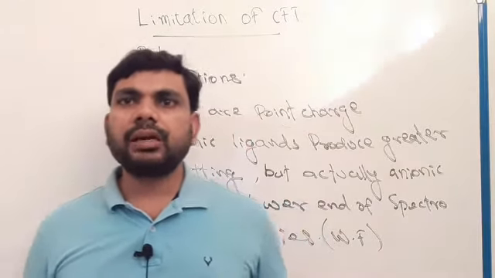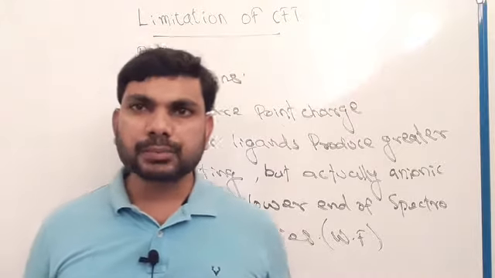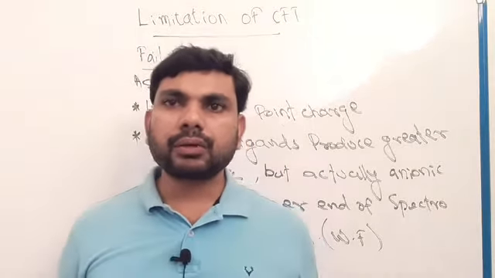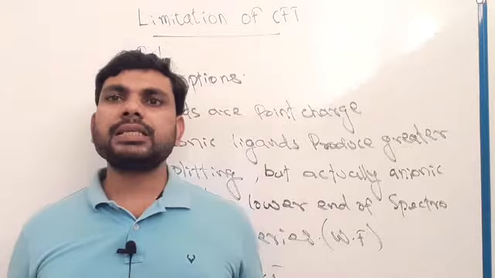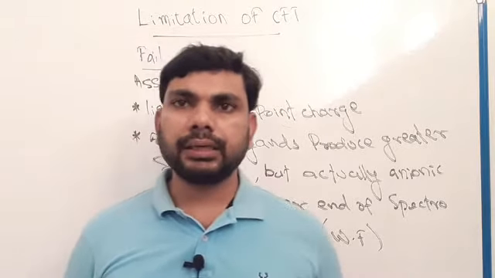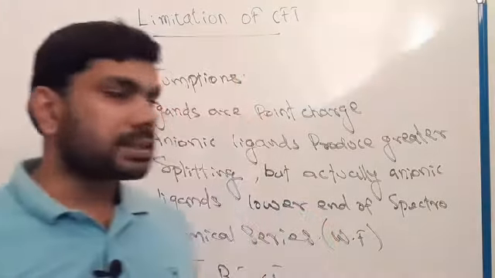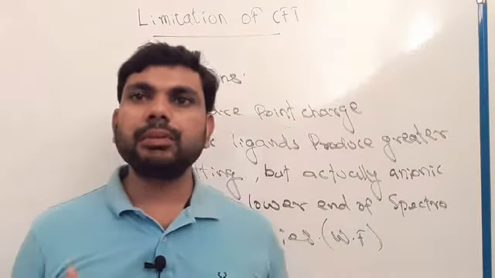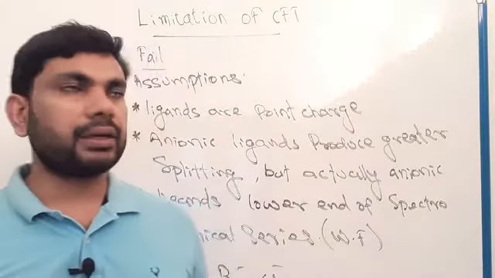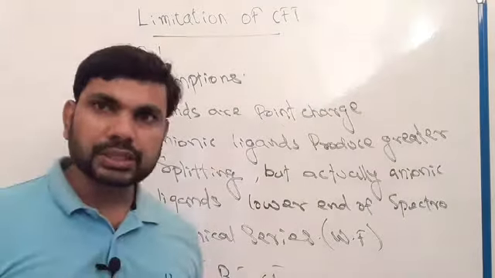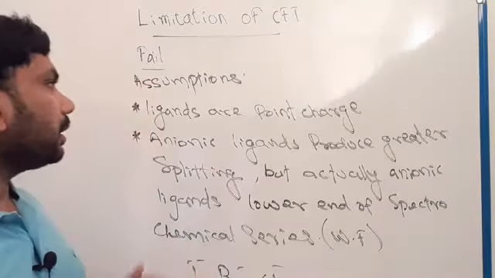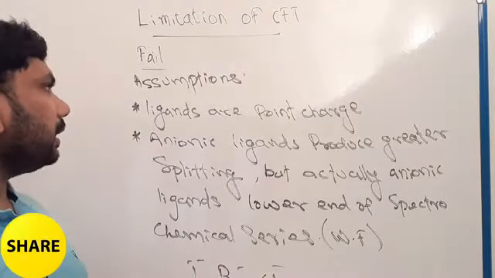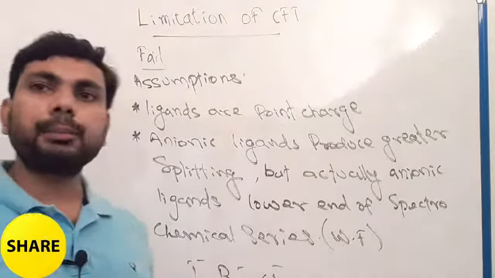Next, we have to discuss the limitations of crystal field theory. We discussed crystal field theory, octahedral splitting, tetrahedral splitting, and color of coordination compounds. These things are explained by crystal field theory, but there are some limitations. There are some assumptions in crystal field theory. Here, in crystal field theory, ligands are considered like a point charge.